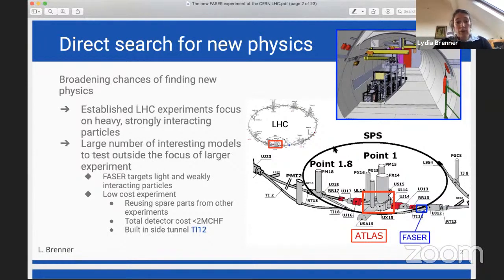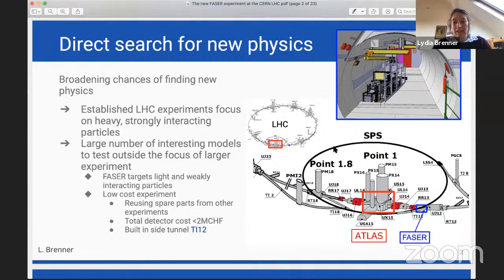And this is a very low-cost experiment. The reason why it's very low cost is because we're reusing spare parts from other experiments, which I will go into more detail about in the next few slides. The total detector cost is therefore under 2 million Swiss francs.